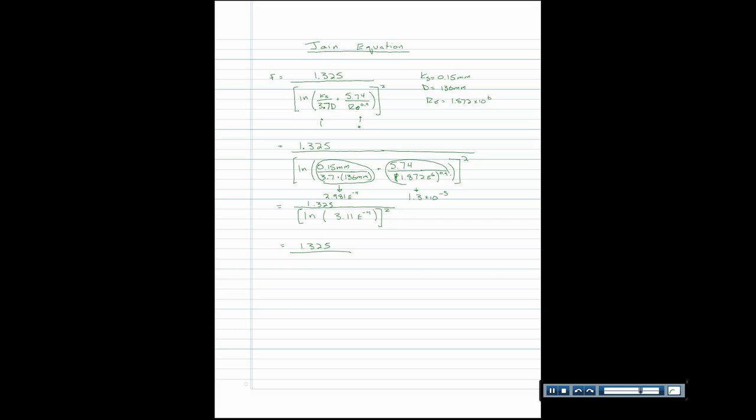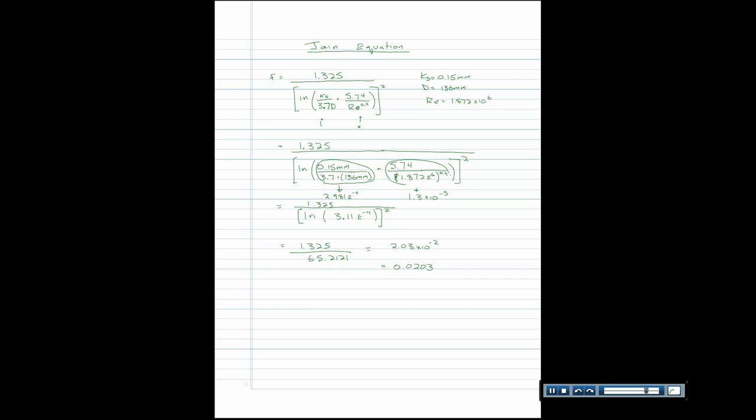1.325 divided by, I'm going to take the logarithm of that, 3.11 times 10 to the minus 4th, natural log, square it. Natural log was negative 8.075. Squaring it gives me 65.2121. So now, finally, 1.325 divided by the previous, 2.03 times 10 to the minus 2, so that is 0.0203, which is exactly what we got when we were solving this using the Colebrook equation.